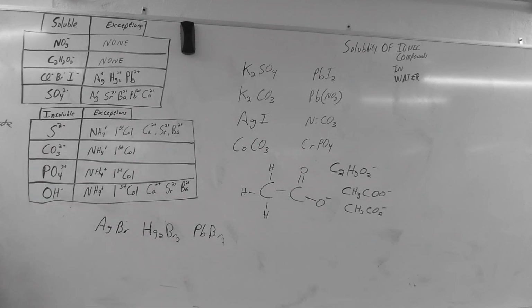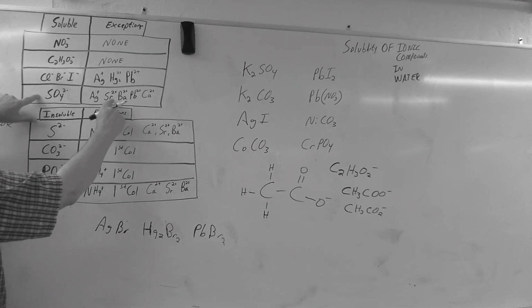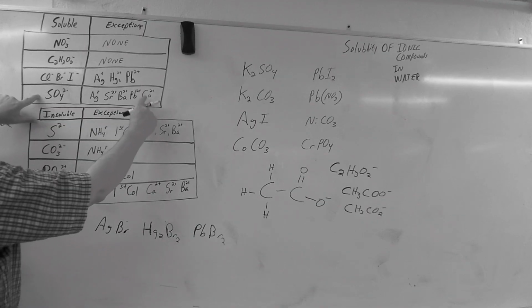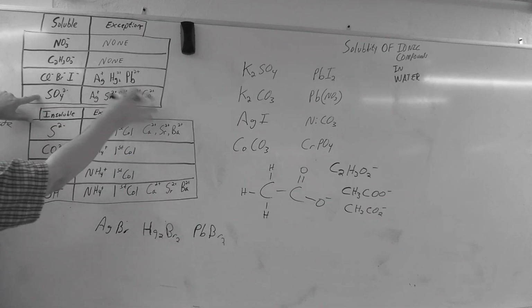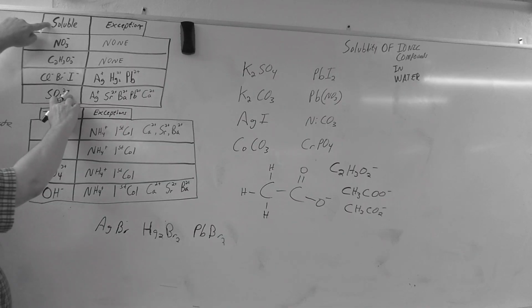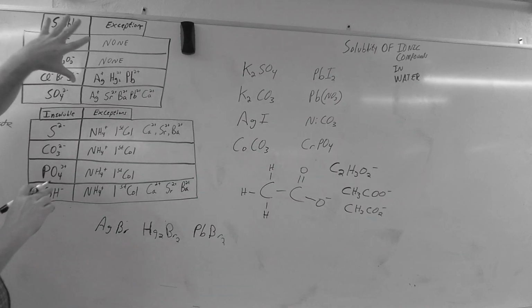It's exceptions for all of those. So that's how you read this top chart. For sulfate, SO4 is sulfate. Silver sulfate, strontium sulfate, barium sulfate, lead sulfate, calcium sulfate are all insoluble. And then anything else besides those is soluble. That's how you read this chart.